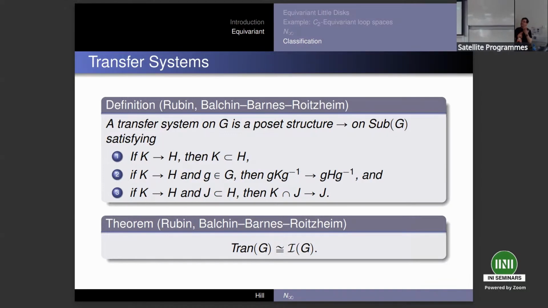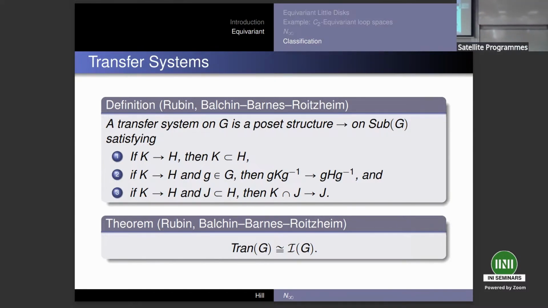But this is encoded in the notion of a transfer system. So John Rubin and then Scott, Dave, and Constanza gave this notion where I have a poset structure on the collection of subgroups of my group G. And then that just satisfies these three little axioms. First, my poset structure is going to be given by an arrow. I'm thinking of the transfer. And then if I have a transfer from K to H, then K has to sit inside H. That's sort of matching intuition that the transfer should do.